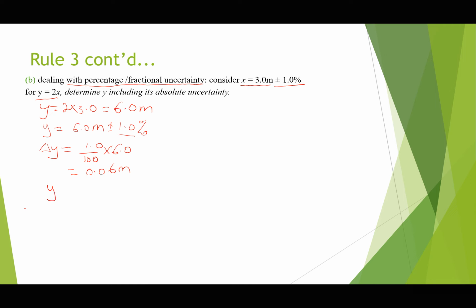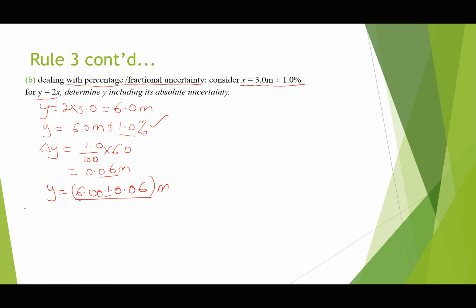That means the true value of y will be written as 6.0, but remember, to one significant figure, these are two decimal places. Therefore, this means we shall add a 0 here, plus or minus 0.06, so that there is uniformity in the number of decimal places. So you notice, if we are given percentage uncertainties, the constant in front of x does not affect the percentage uncertainty.